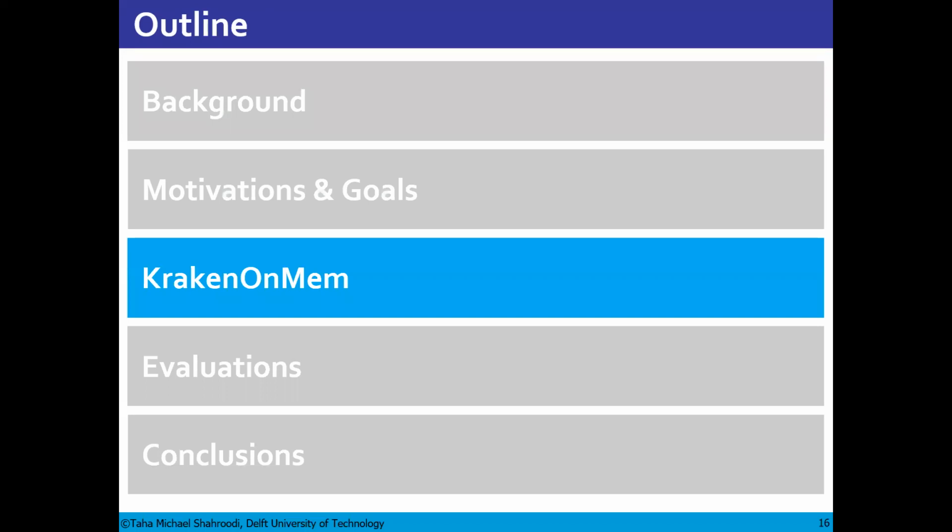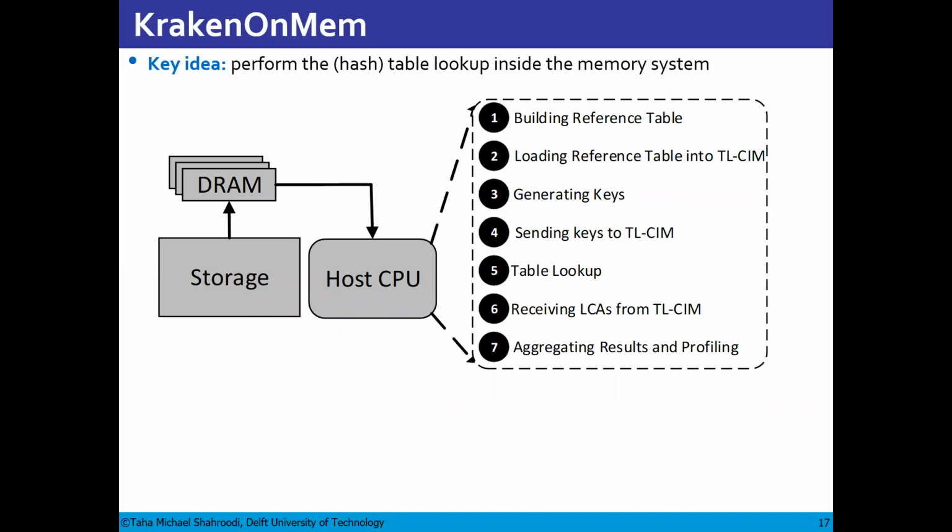To this end, we propose KrakenOnMem, which is the first PIM-enabled processing system designed for taxonomic profiling. Our key idea is to perform the table lookup of hash tables that are too big for cache hierarchies inside the memory and send the retrieved labels to the host system for further processing. Basically, considering a typical system, we want to perform this step 5 inside our PIM-enabled memory.